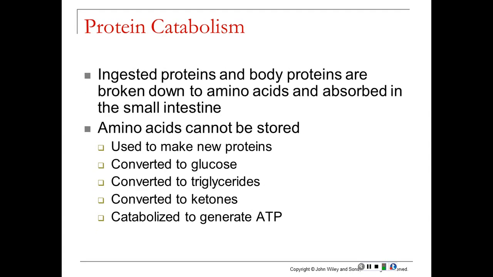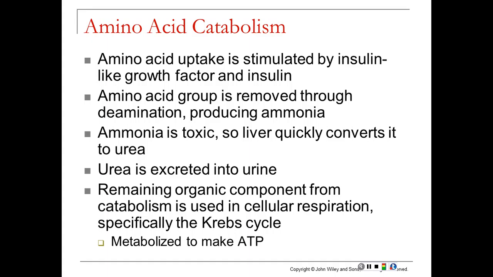Ingested proteins and body proteins can be broken down into amino acids and absorbed by the small intestine. Amino acids cannot be stored, though. They can be used to make new proteins. They can be converted into glucose. They can be converted into triglycerides. They can be converted into ketones, or they could be catabolized to generate ATP. Amino acid uptake is stimulated by insulin-like growth factor and insulin itself.